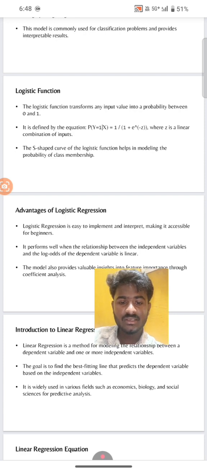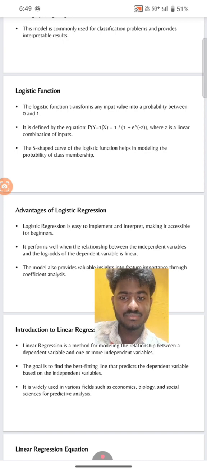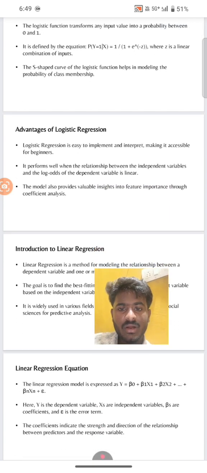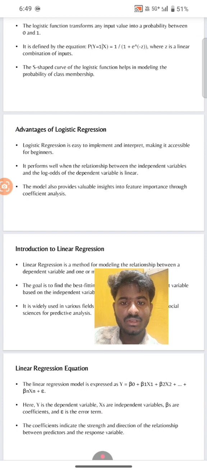Advantages of logistic regression. Logistic regression is easy to implement and interpret, making it accessible for beginners. It performs well when the relationship between the independent variables and the log odds of the dependent variable is linear. The model also provides valuable insights into feature importance through coefficient analysis.